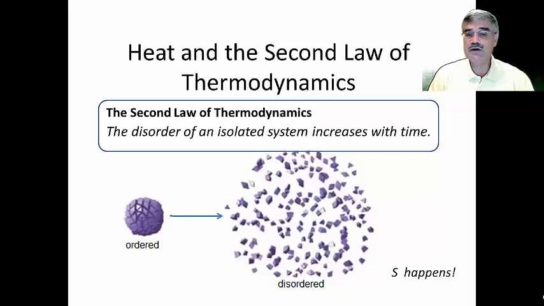We will see that even though energy can be interconverted between different forms, it becomes degraded with time due to the second law and what is called entropy. Entropy happens. The second law of thermodynamics tells us that the disorder of an isolated system, and when we say isolated system, we can also substitute universe, the disorder of the universe increases with time.